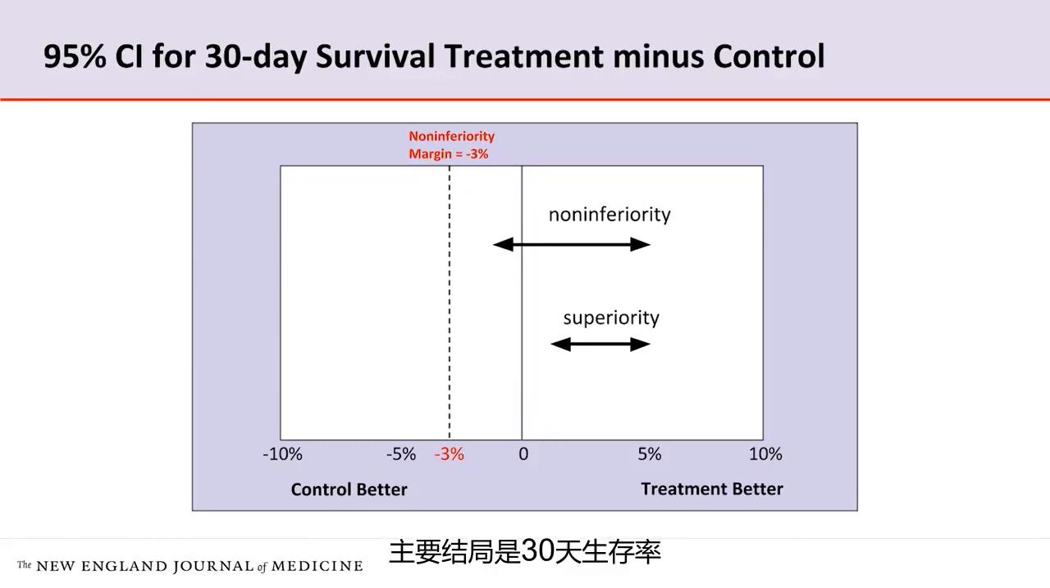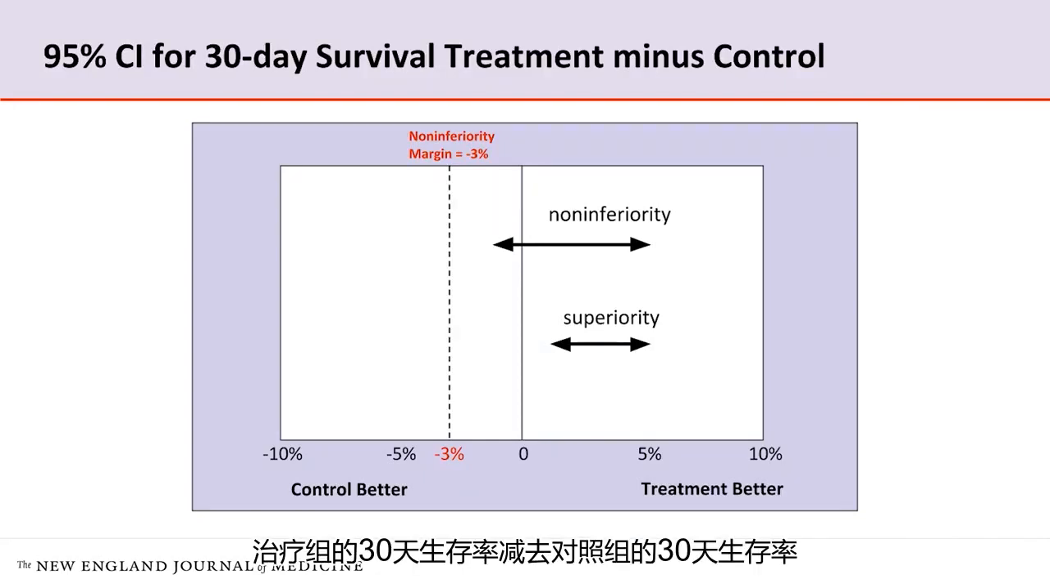The primary outcome was 30-day survival. The percentages along the bottom reflect 30-day survival in the treatment group minus 30-day survival in the control group. Positive numbers to the right of 0 indicate that survival was better for the treatment group, and negative numbers to the left indicate that survival was better for the control group.